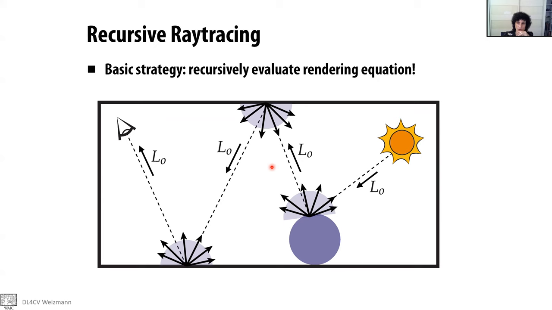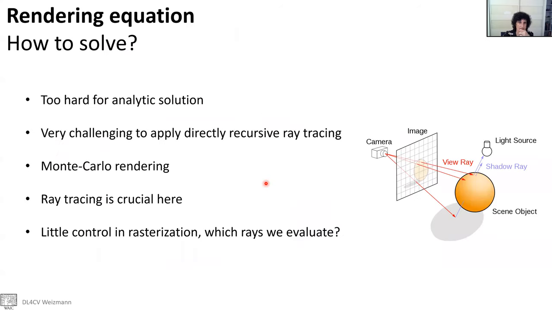So what do people do? You understand that the analytic solution is very hard, and it's also very challenging to directly apply recursive ray tracing. It can become an exponential computation. But still we want to get some photorealistic imaging. We would like to know whether we have shadows here like this. We would like to take into account the light source. We'd like to know whether we see what we see from these view rays.